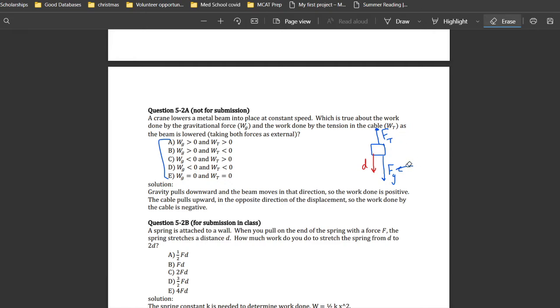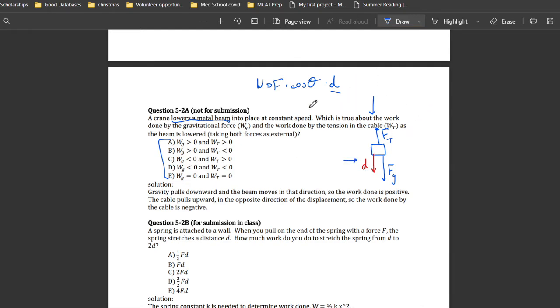So we have to consider here, as always, go back to our trusty equation. Work is equal to the force times cos theta times d. So what is true about what's going on in this situation? Well, we know that the displacement occurring is downward because the crane lowers the metal beam. So displacement is in the negative downward direction, as noted here.